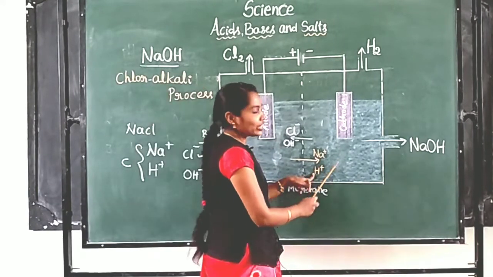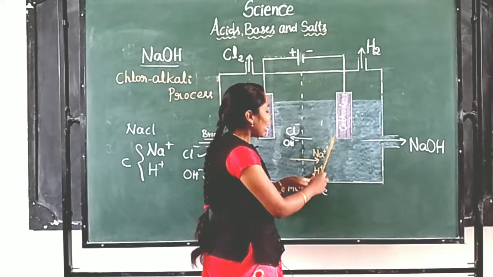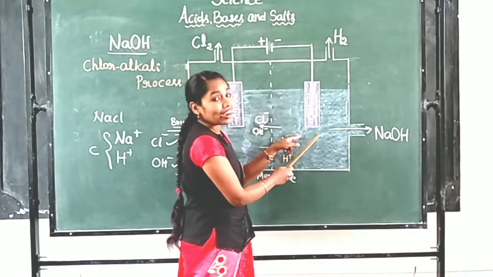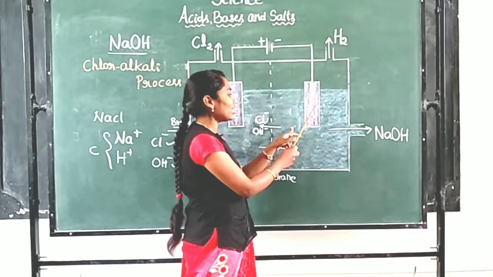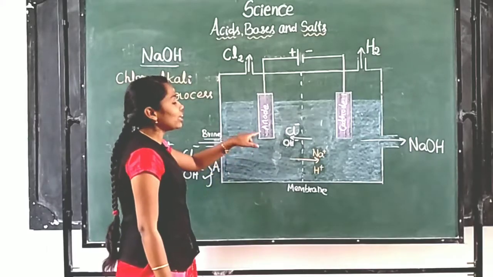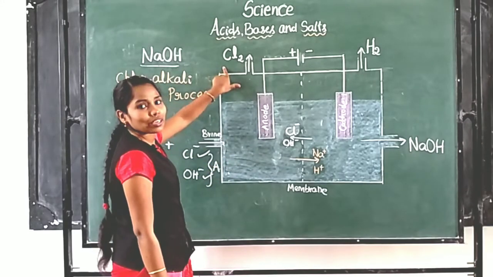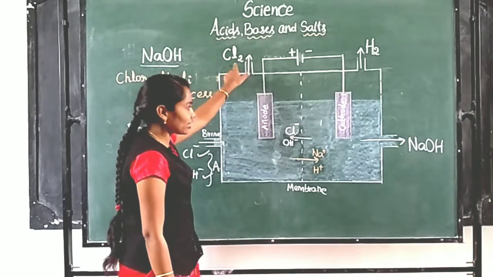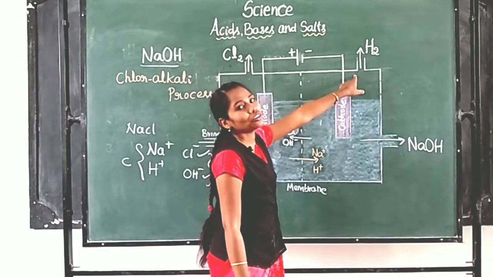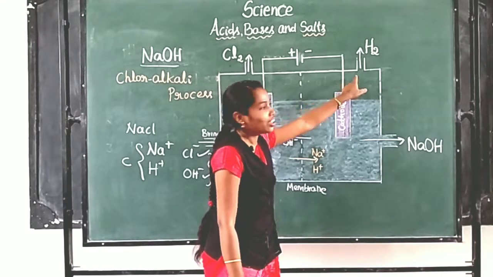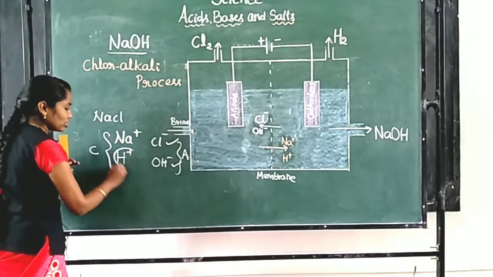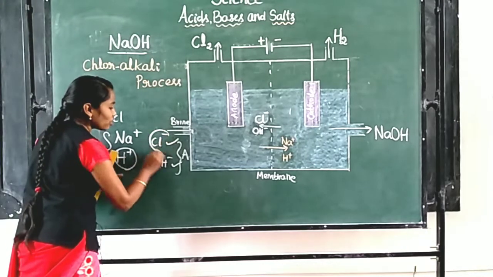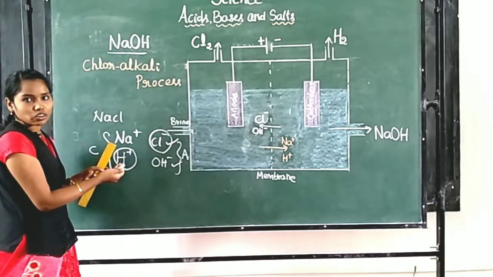The hydrogen ion gains the electron from the cathode and it is liberated as hydrogen gas. That means the reduction process is going to take place at the cathode. So I observe here, at the anode which gas is going to be liberated? Chlorine gas is going to be liberated. At the cathode, the hydrogen gas is going to be liberated. So this hydrogen is removed as hydrogen gas and this chloride ion is removed as chlorine gas.